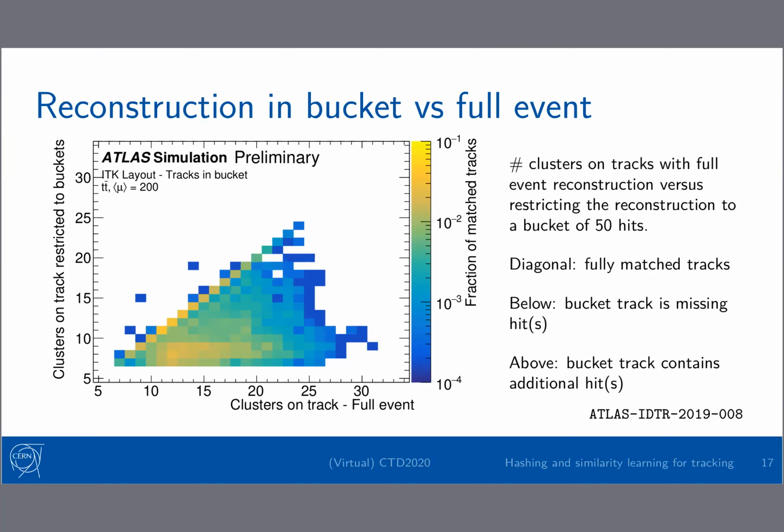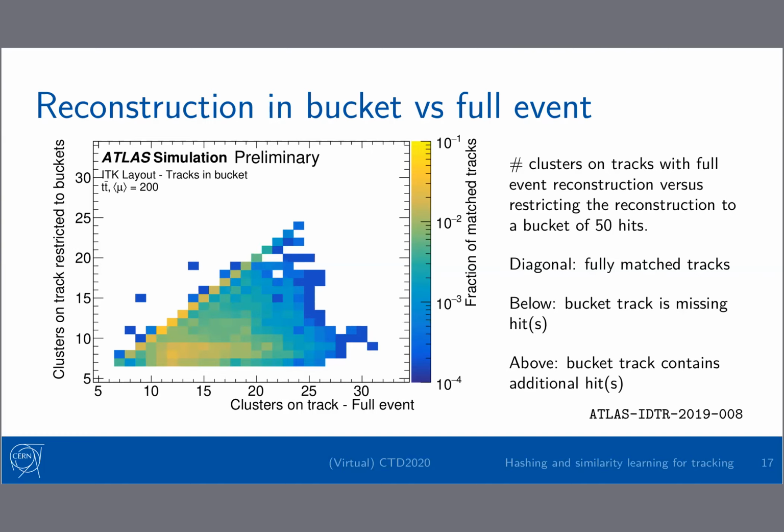And then below, the entries are particles where you are missing hits within the bucket. The majority of these cases is from low PT tracks, where the bucket does not contain all the hits that exist for that particular track. But these can be easily recovered if, once you do the tracking, you extend the bucket or allow the full reconstruction to include additional hits. And then above, you actually have cases where within the bucket there are a few more hits included that are not included in the general reconstruction case.